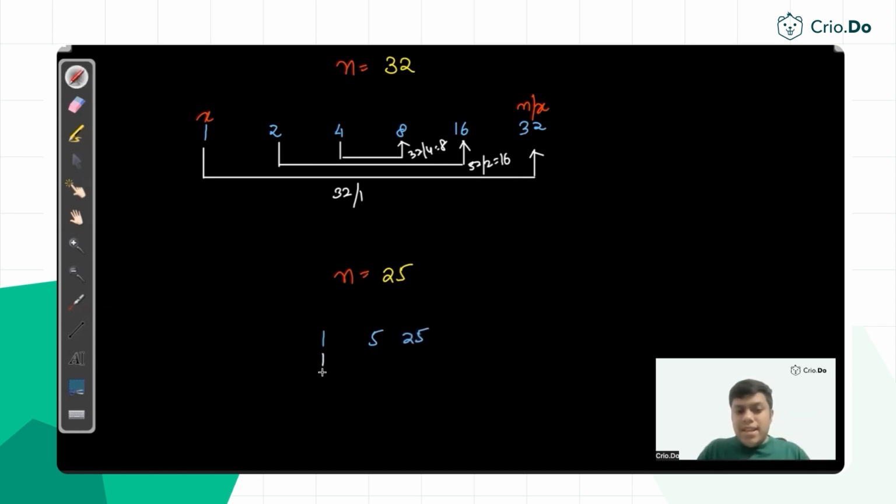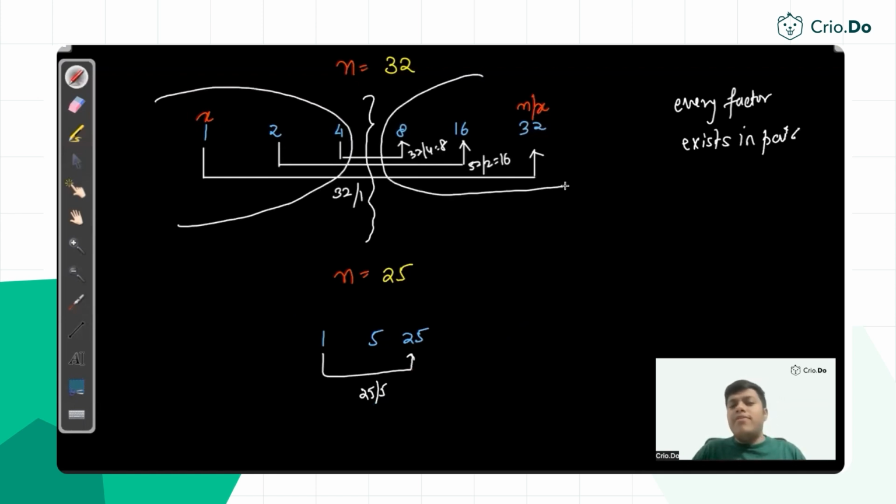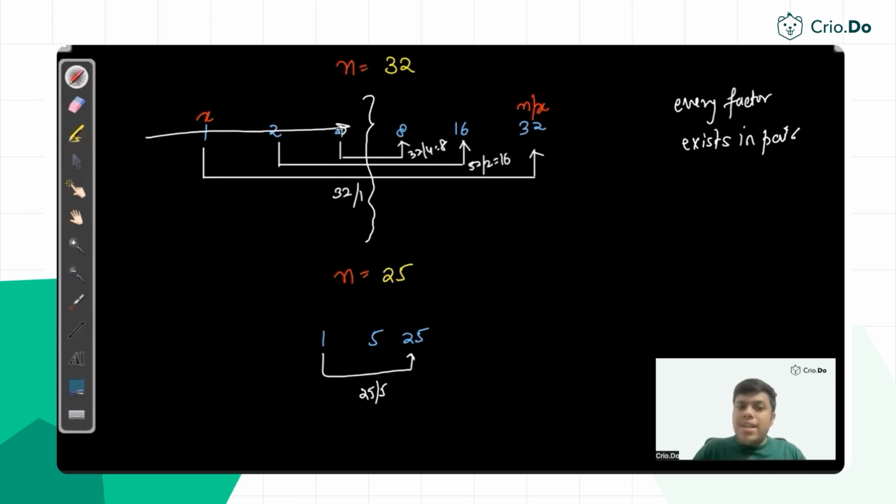So the observation is that every factor exists in pairs. What we can surely say is that if we are checking for a factor up till the half, there is no need to check the remaining half. If there is a factor in the left half, surely there will be a factor in the right half. If there is no factor in the left half, surely there will be no factor in the right half.